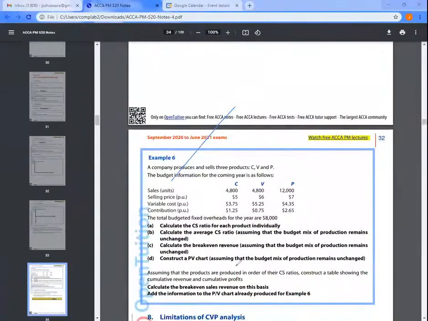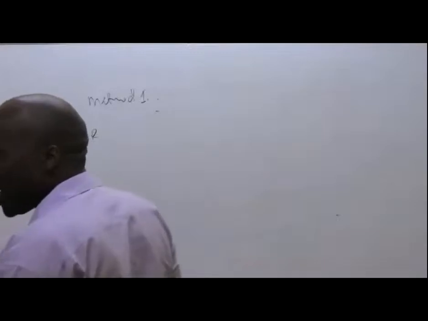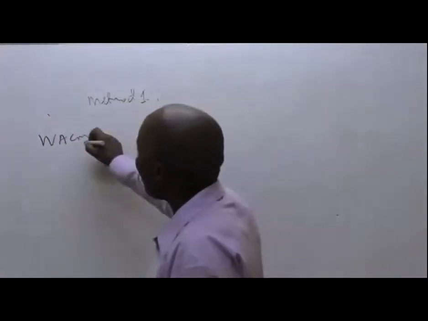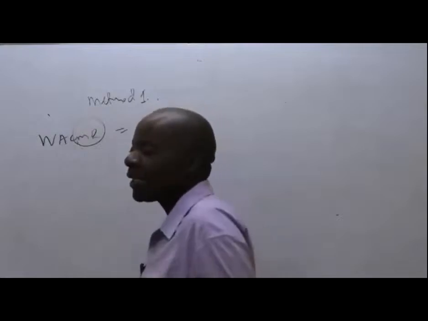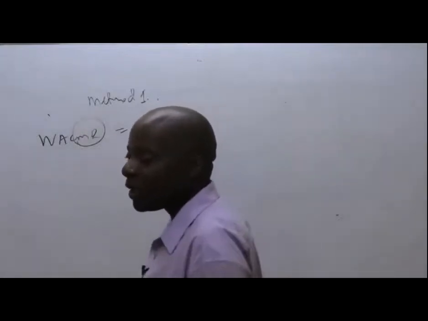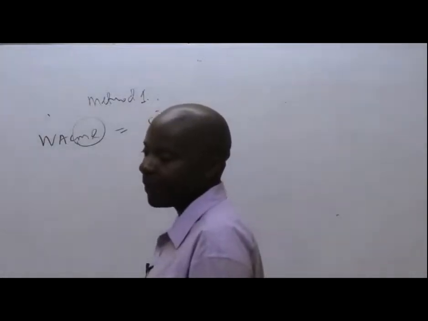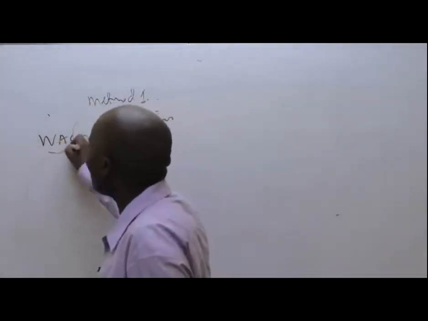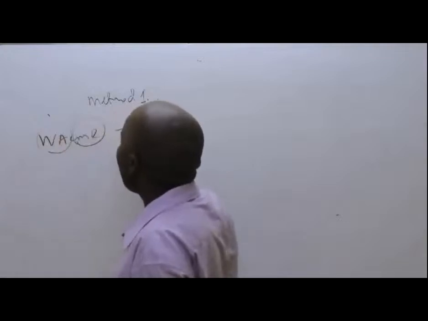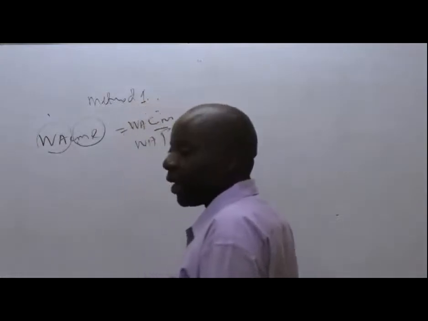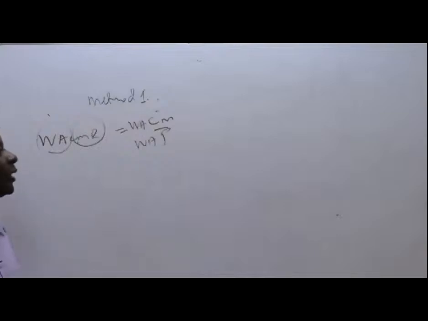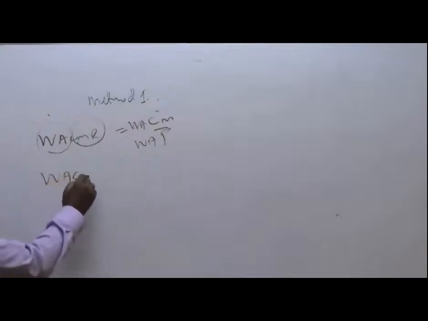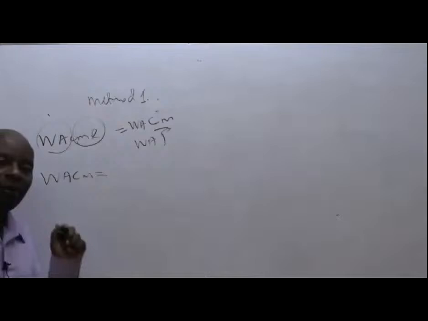Now, for us to be able to get CMR using method 1, what I'm supposed to do here is to remember the formula that CMR is the same as CM over price. But now remember that they want us to give them WA, so it should be WACM over WAP. And of course, the very first thing that we need to do is to calculate the WACM. But now the question is, how do I get this WACM?